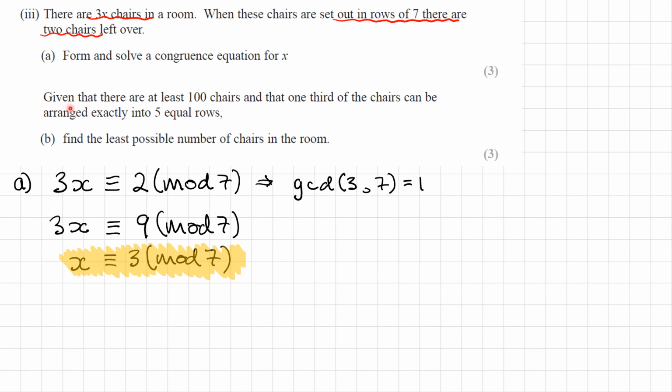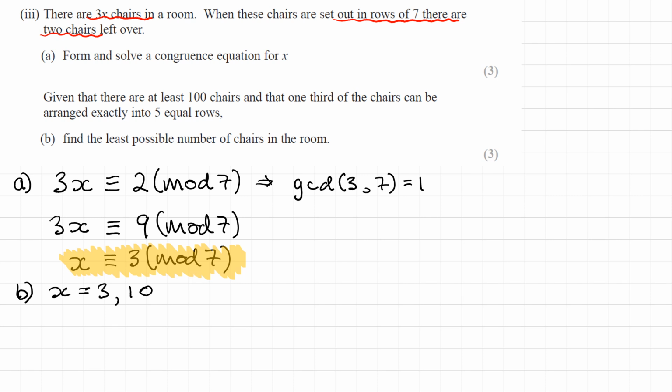Okay. Given that there are at least 100 chairs and that 1/3 of the chairs can be arranged exactly into 5 equal rows, part B, find the least possible number of chairs in the room. So what we're going to do is take our answer from part A and use that to find other possible values for x, and we can just keep adding 7 because these are going to give the same residue or remainder under modulo 7.